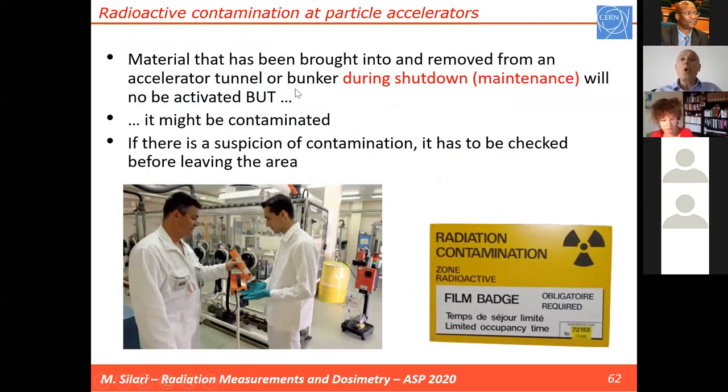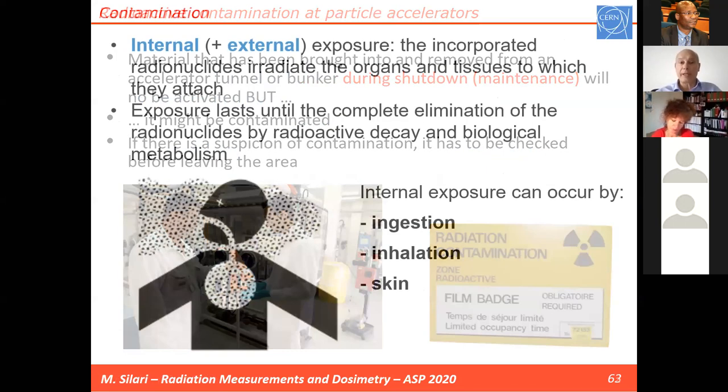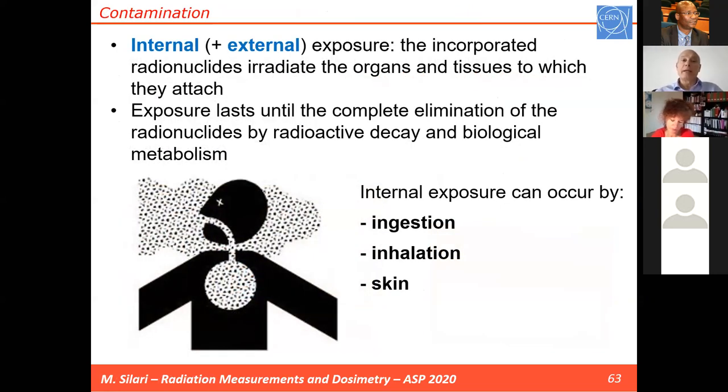So when you go into an accelerator tunnel, for instance, to do an intervention, you bring in tools. Tools, of course, are not radioactive and cannot get activated during intervention, but they could potentially be contaminated. So it is important you check your tools when you leave an area which could be subjected to contamination. As I said, contamination could lead to internal and external exposure.